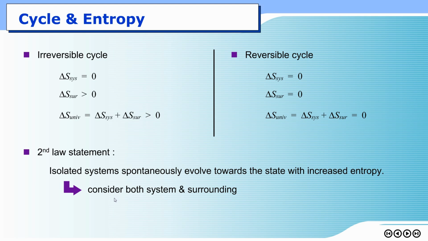However, you need to consider both system and surrounding in this case. In order to use this statement, both system and surrounding entropy change must be calculated and combined. So in short, for a spontaneous process, the delta S of the universe or delta S total must be greater than or equal to 0. Again, if it is 0, it means that the process is reversible. If it is greater than 0, it is irreversible. But both of them are spontaneous processes.